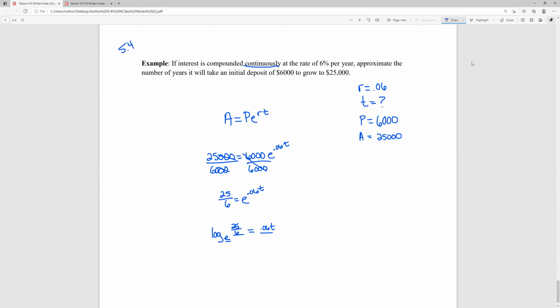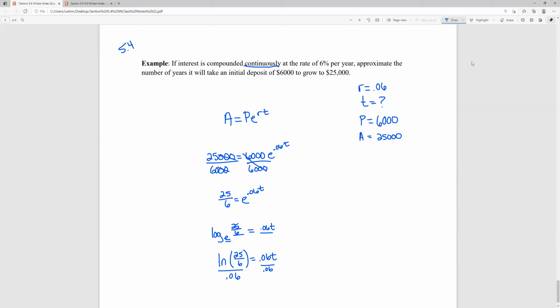Now remember, we talked about in class today that log base e is not necessarily how we write that. That is shorthanded as ln, or natural log. So natural log of 25 over 6 equals 0.06t. And now t is no longer in an exponent because we converted to log form. So we're able to solve this by dividing by the 0.06.